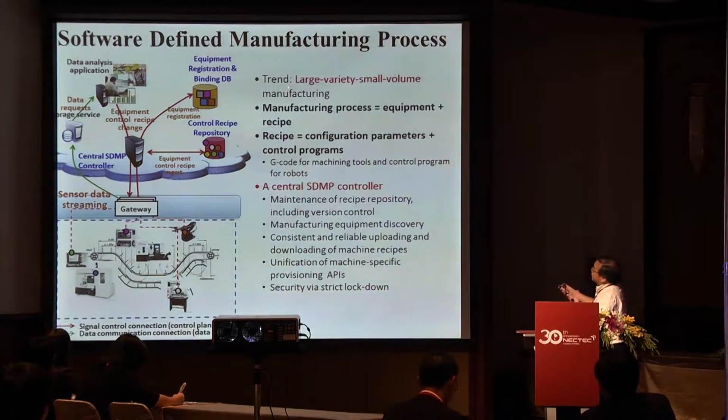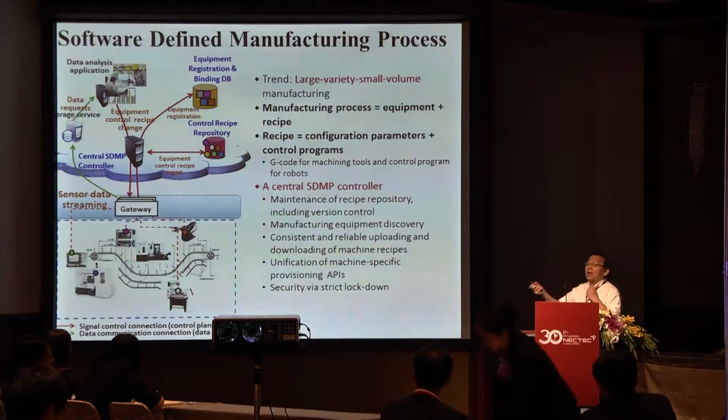And why do we want to do that? Because we want to accommodate this large variety, small volume manufacturing. Like people just want your personalized shoe. The entire world only needs one. That's what it means by personalized shoe. Only one guy wants it. And we want a manufacturing process that can accommodate that. Right? So you need a way to reconfigure your manufacturing process really quickly and reliably.